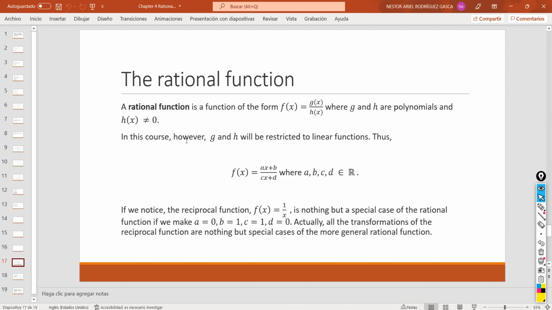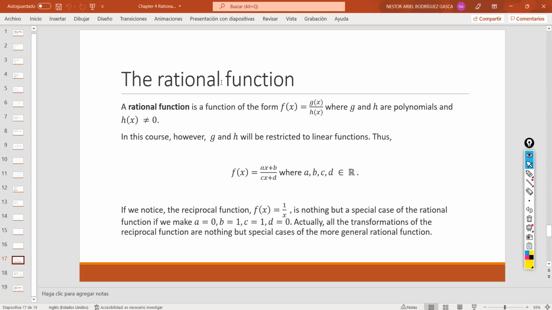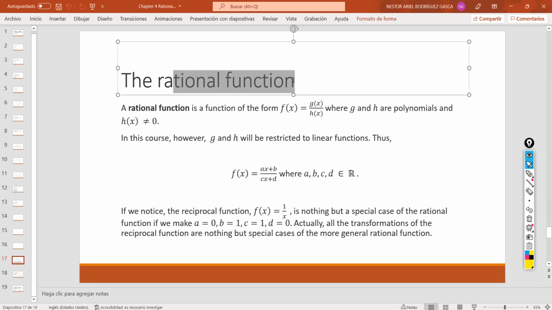Hello class, so this is the lesson that I was going to teach you today, group 410. I'm sorry about missing the lesson. And it's about the rational function, this thing, the rational function.